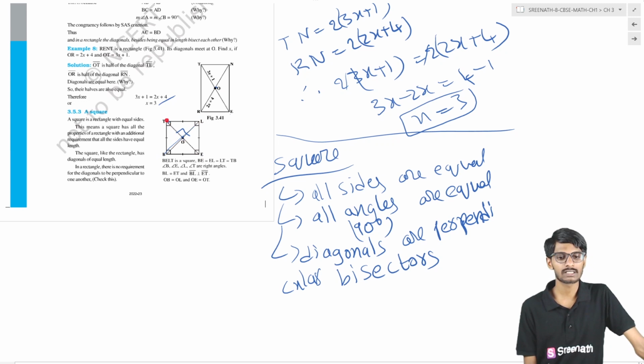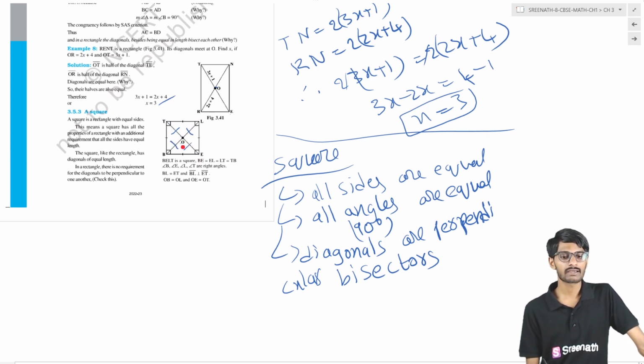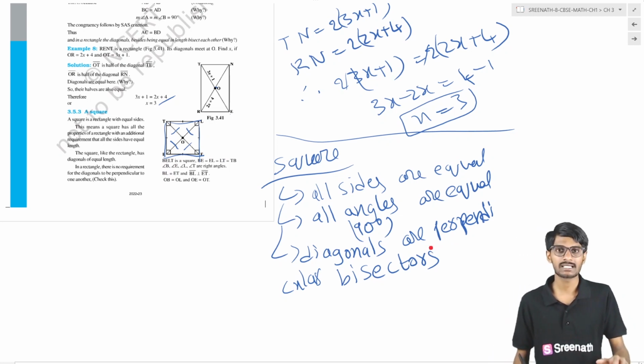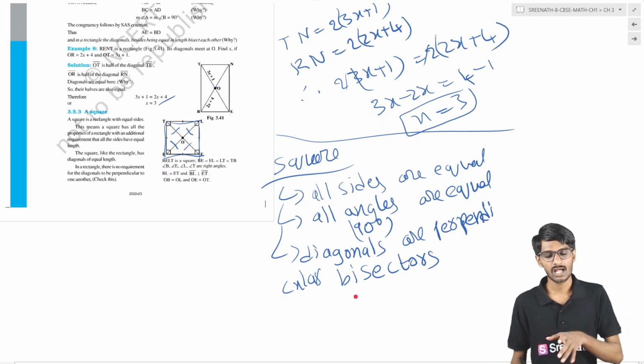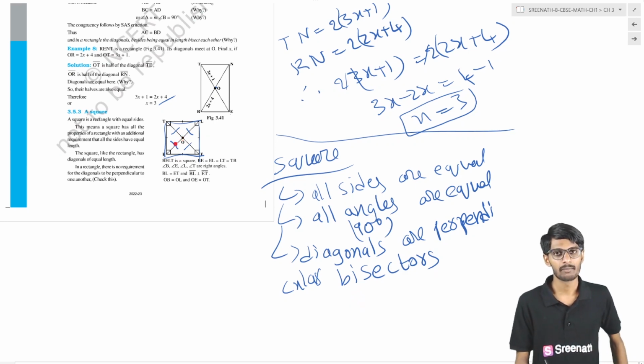So from this point to this point, the length is equal to this point to this point. Okay, students. So this length is equal to this length, and these two diagonals also have the same length. Which means this side is equal to this side, and all the angles equal 90 degrees, students. This is what we have in the square. All sides are equal, all angles are equal, diagonals are perpendicular bisectors, which means diagonals are perpendicular and they bisect at the midpoint of the length.